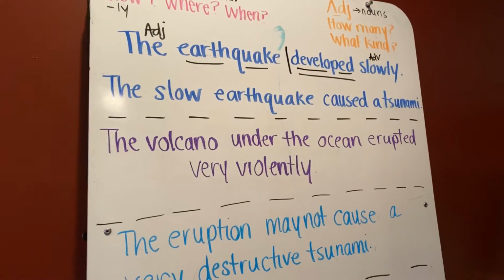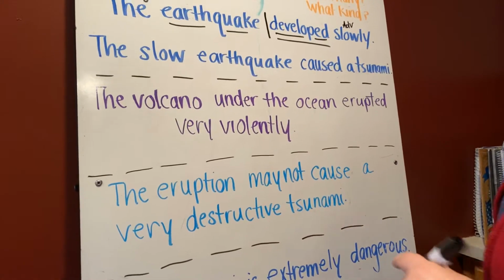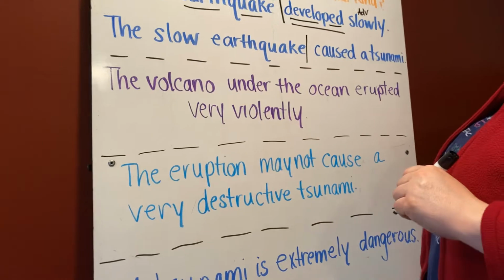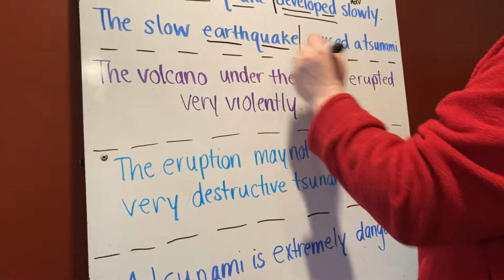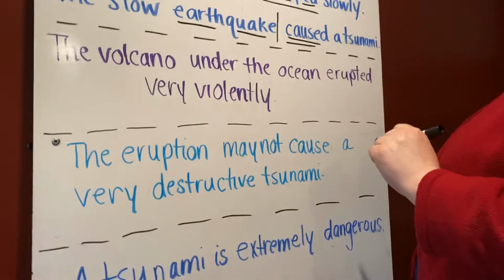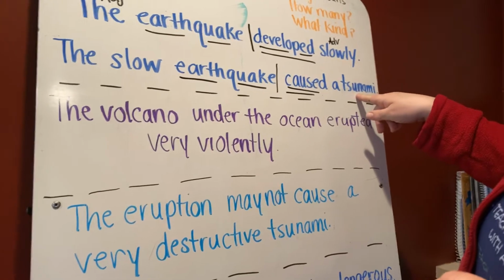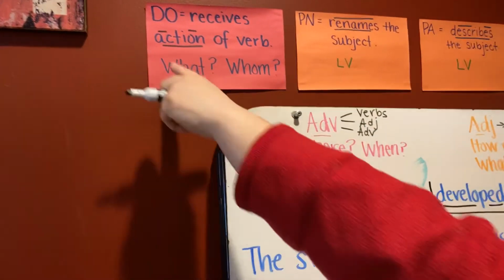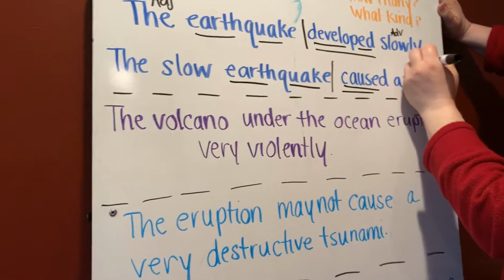Okay, the slow earthquake caused a tsunami. Ask yourself where this sentence splits. It splits right here, okay? So let's take care of what we know. What is our subject here? Earthquake is our subject. What did the earthquake do? It caused, okay? It caused what? It caused a tsunami. Since this is an action verb, we're going to ask the question what? Tsunami is our direct object, so we're going to label that.